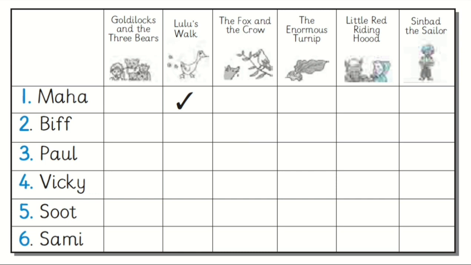Listening 5.5. What's your favourite story, Maha? Lulu's Walk. I think it's very funny. What's your favourite story, Biff? Little Red Riding Hood. It's very scary. What's your favourite story, Paul? The Enormous Turnip. It's very funny. What's your favourite story, Vicky? Goldilocks and the Three Bears. It's very funny. What's your favourite story, Soot? The Fox and the Crow. It's very clever. What's your favourite story, Sammy? Sinbad the Sailor. It's very exciting.